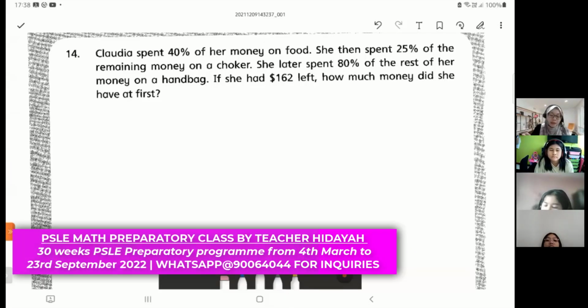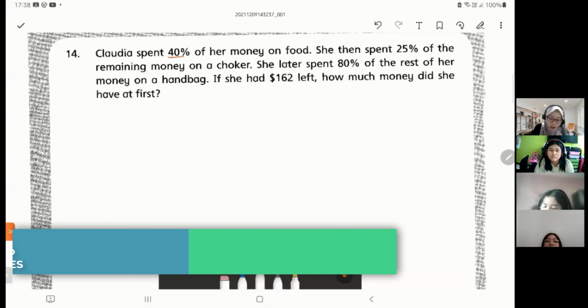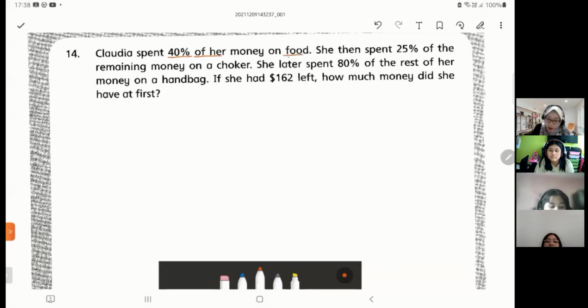All right, Claudia spent 40% of her money on food. She then spent 25% of the remaining money on a choker. Choker is a necklace, okay? She later spent 80% of the rest of the money on a handbag. If she had $162 left, how much money did she have at first?